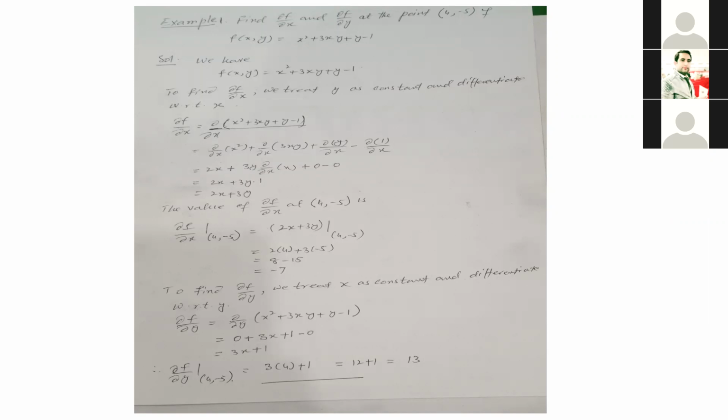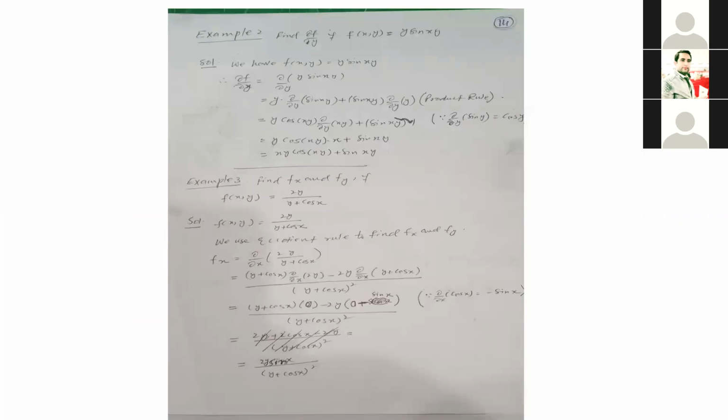So you have the partial derivative of f with respect to x at the given point is minus 7, and the partial derivative of the function with respect to y at the given point is 13. This is the answer of our solution of this example. We try another example. Right, this is example 2.